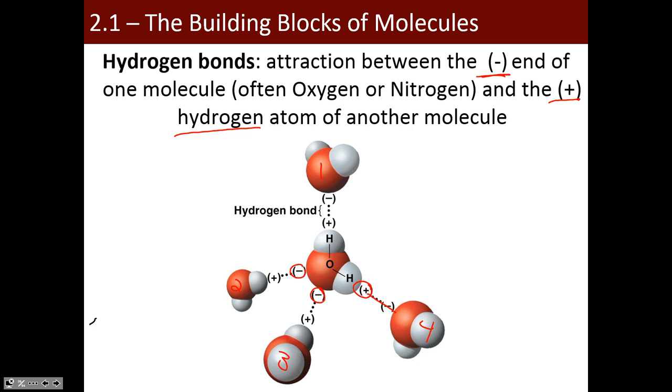There are 2 partial negative charges. Each of those can bond with a water molecule. And then there's this partial positive charge here that can bond to that one. So each individual water molecule can bond to 4 other molecules via hydrogen bonding. You guys have any questions about that?